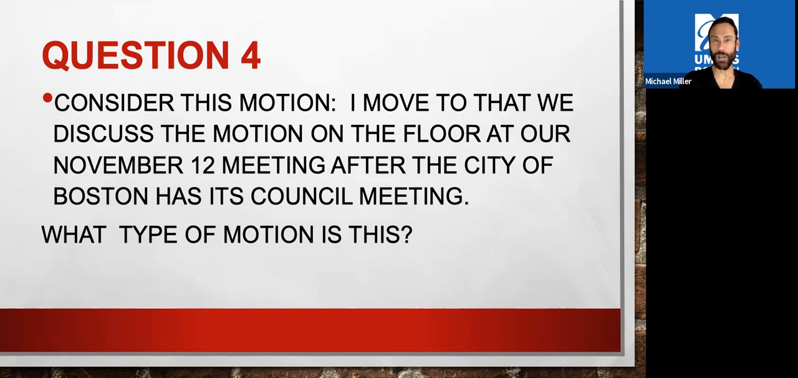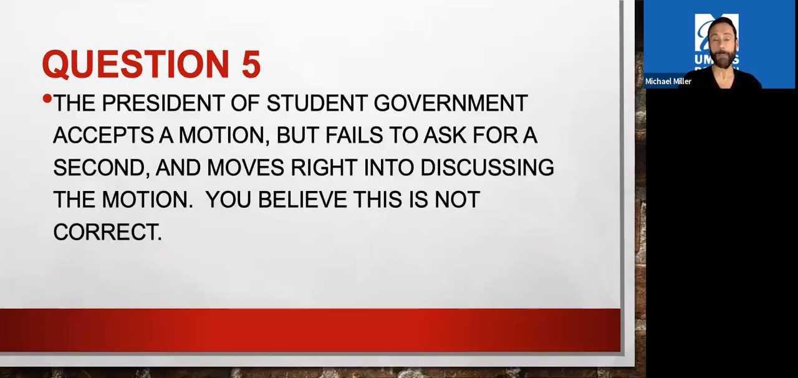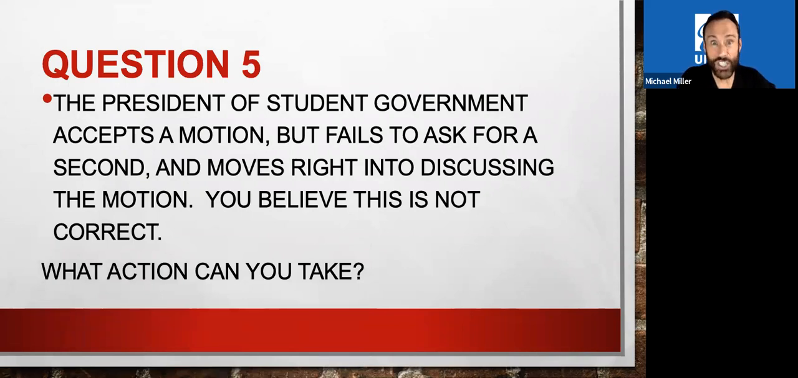Moving on to question number 5, halfway done. The president of student government accepts a motion, but fails to ask for a second and moves right into discussing the motion. You believe that this is not correct. What action using parliamentary procedure can you take?